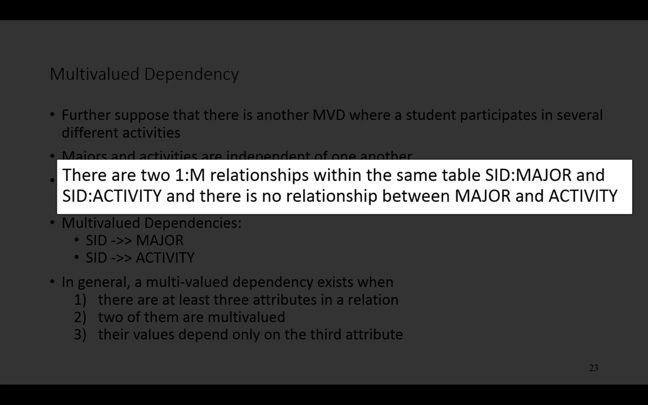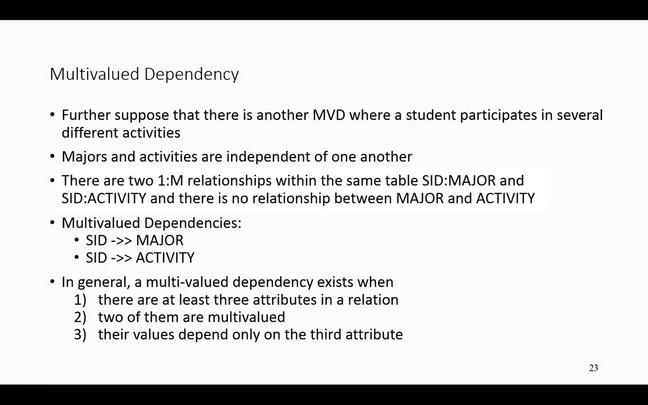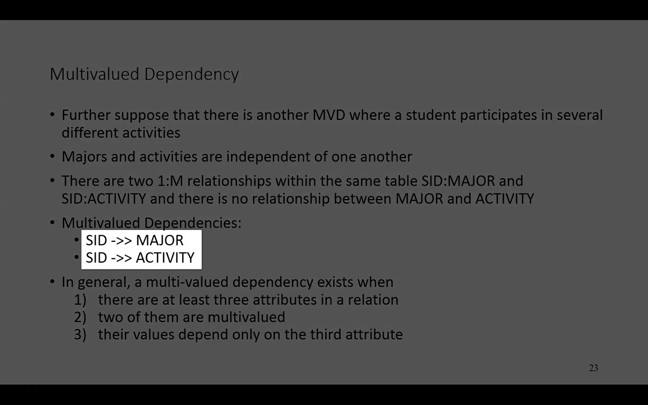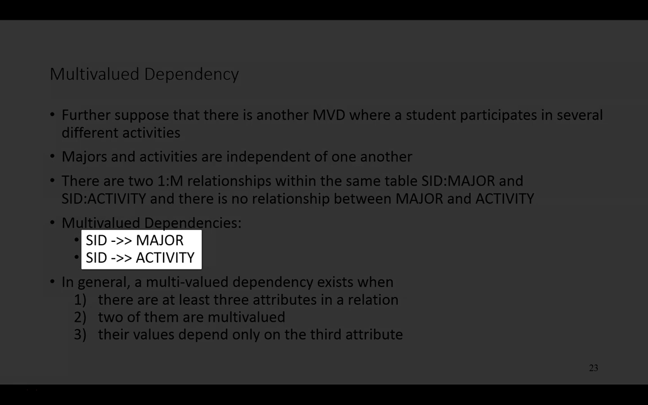There's a relationship between student and major, so SID multi-determines major, and there's a second relationship between student and activity. Student ID multi-determines activity. But there is no association or relationship between major and activity. These are two independent objects or concepts. Thus, the two multivalued dependencies are depicted here using our notation for multi-determine. SID multi-determines major. Notice it's a double-headed arrow.